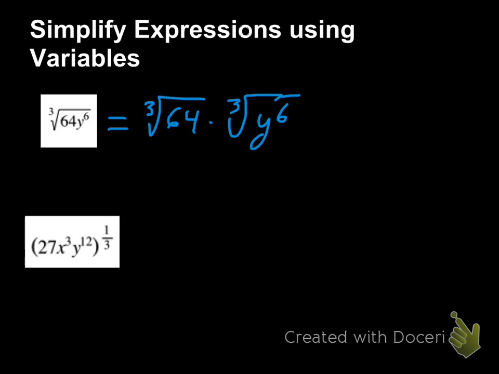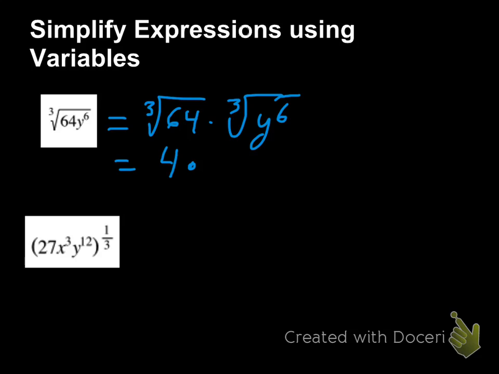Cubed root of 64, I can break that down. Can we figure that out real quick? What is that? What number multiplied 3 times gives me 64? 4, okay? So this is 4. We could have broken it down and taken out the pairs of 4s, whatever, that would have been fine.